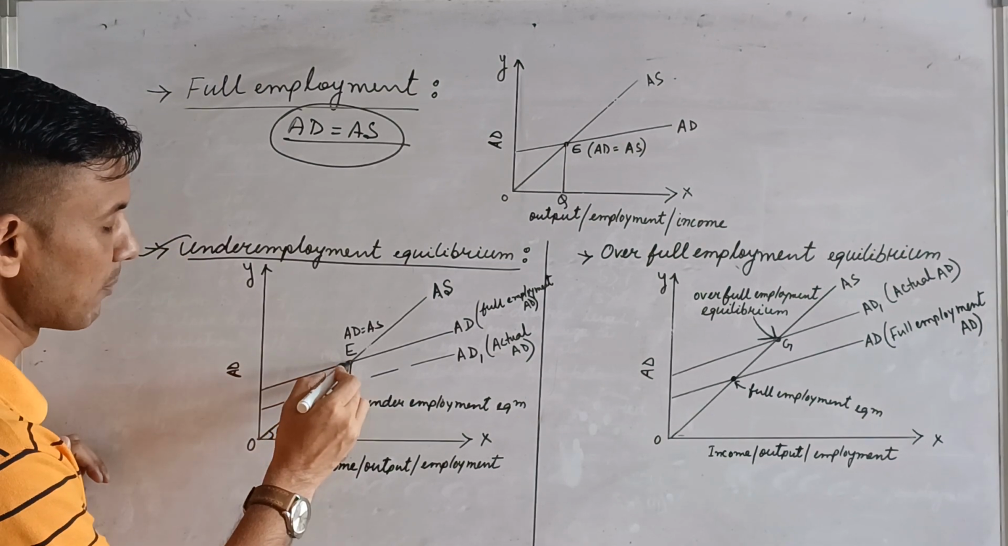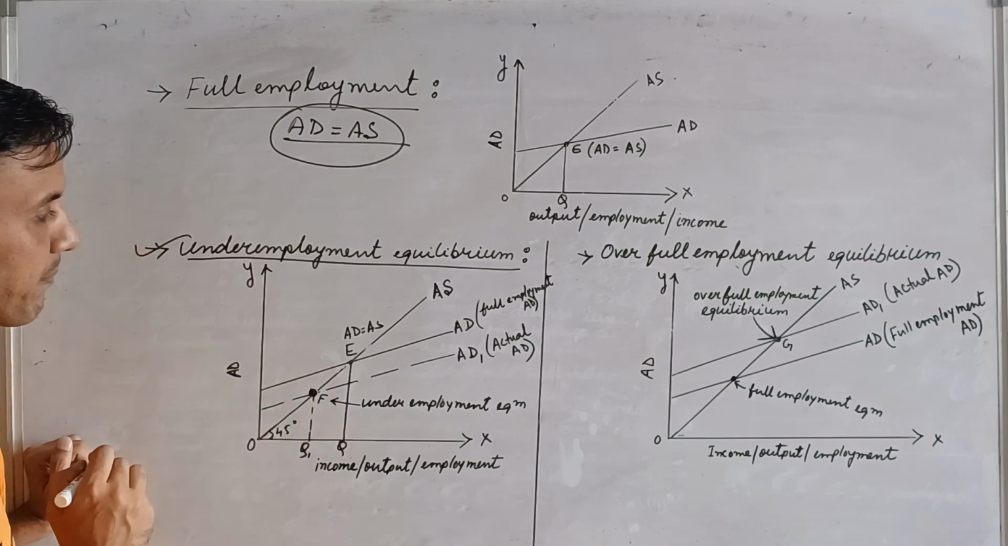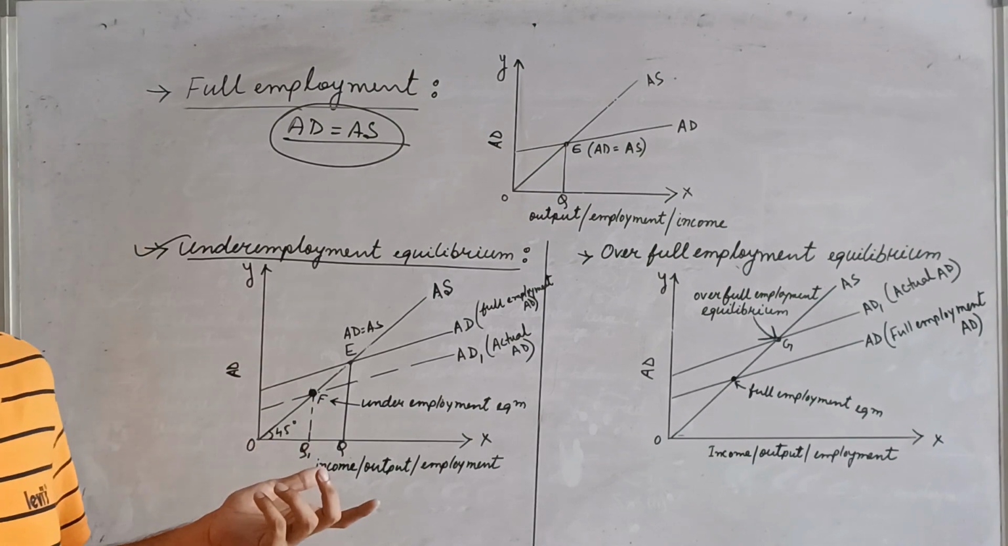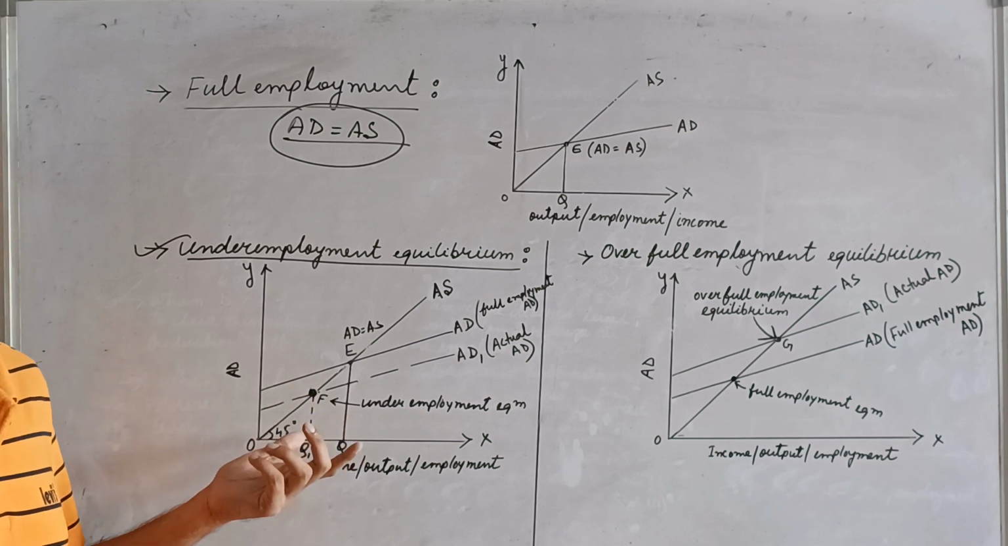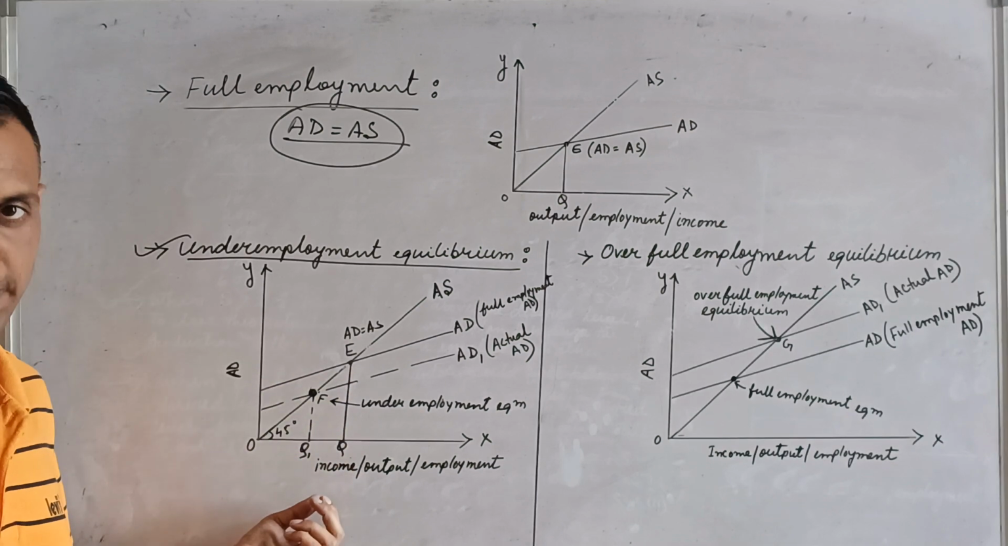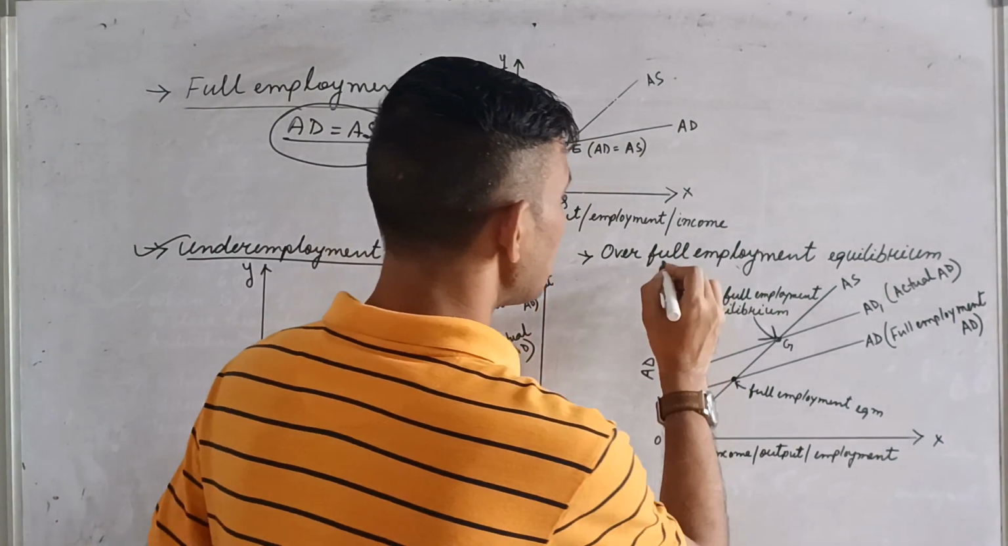So this is the full employment equilibrium. This is the underemployment equilibrium. It means you can also say that when AD is less than AS, it means demand deficiency. Okay, so next you see over full employment.